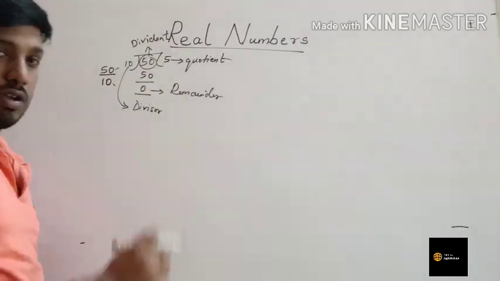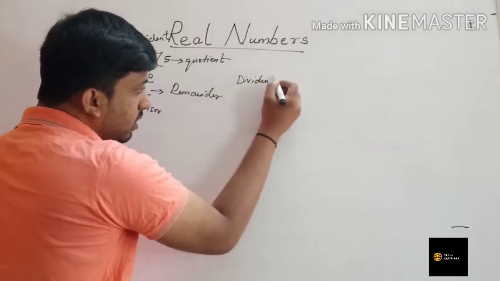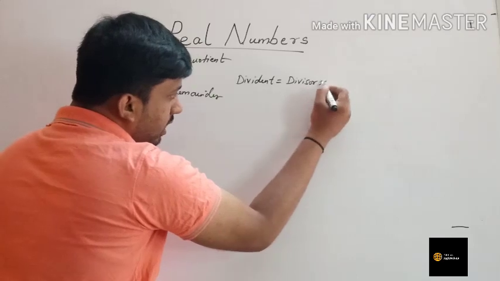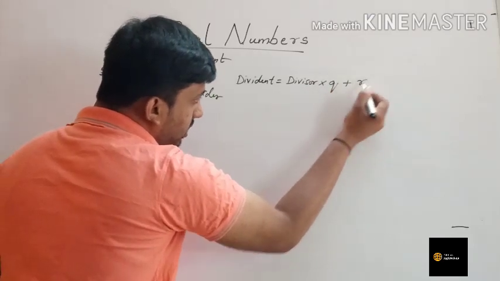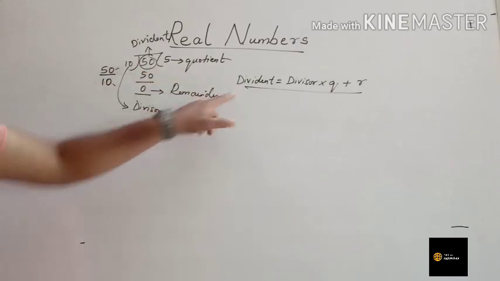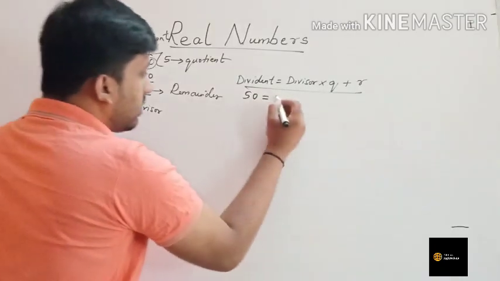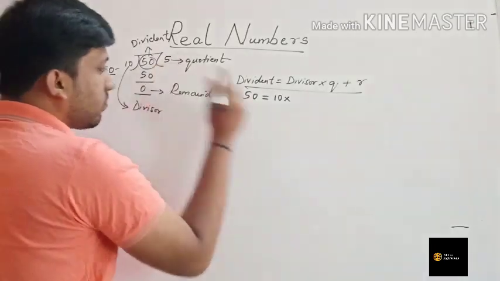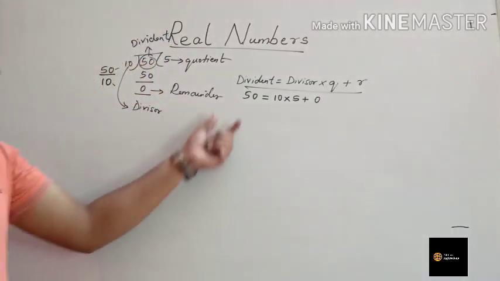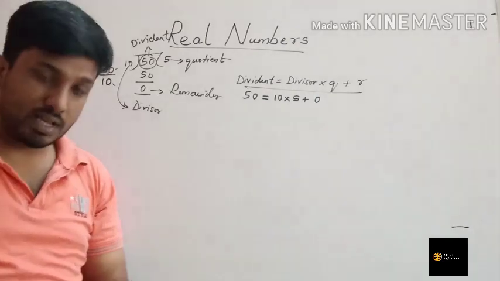The same division we can write like this: dividend is equal to divisor into quotient plus remainder. Can you write like this? See, this is the dividend 50, that will be equal to divisor 10 into quotient 5 plus remainder 0. So LHS is equal to RHS. So this holds good for the general division.